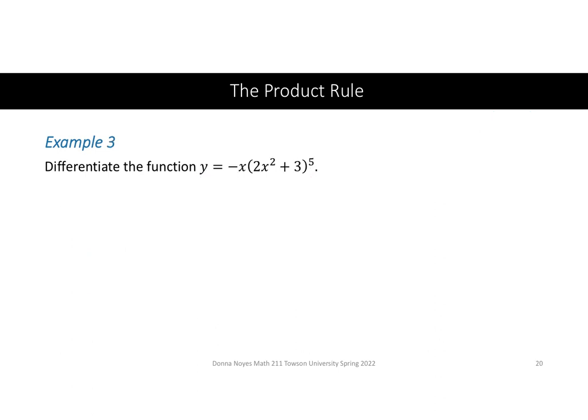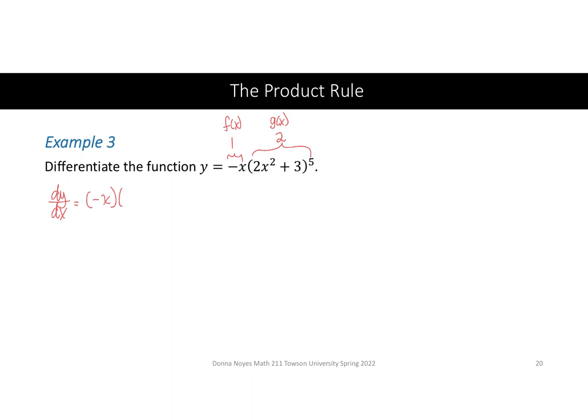Let's try one last example and see how our factoring feels on these ones. So in this one, we have a function y equals negative x times the quantity 2x squared plus 3 raised to the fifth. So in this case, our first function, f of x, is just going to be negative x. And g of x, our second function here, is going to be 2x squared plus 3 all raised to the fifth.